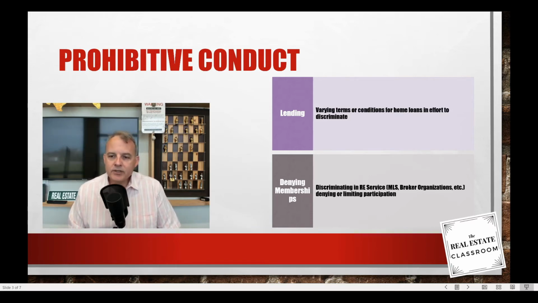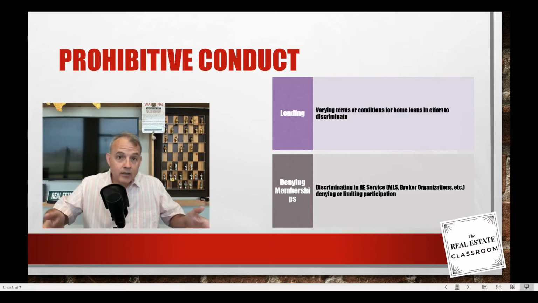Discriminating in real estate services, such as the multiple listing service, or a broker organization like the National Association of Realtors, etc., or by denying them membership or limiting their participation in that membership. Basically saying, okay, either one, I'm not going to allow you because you're a member of one of those 4 protected classes under the 1968 law, which is race, color, religion, and national origin.